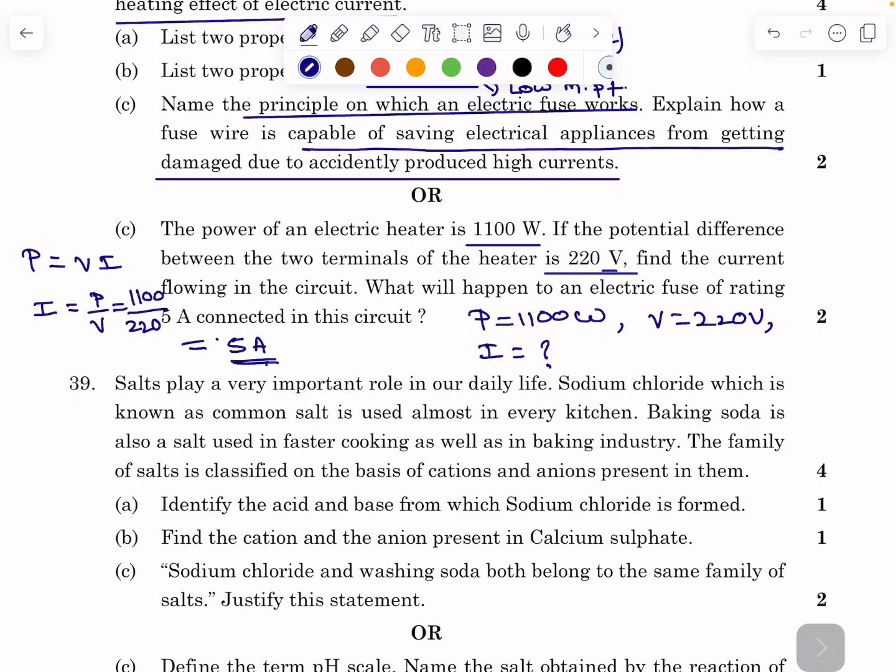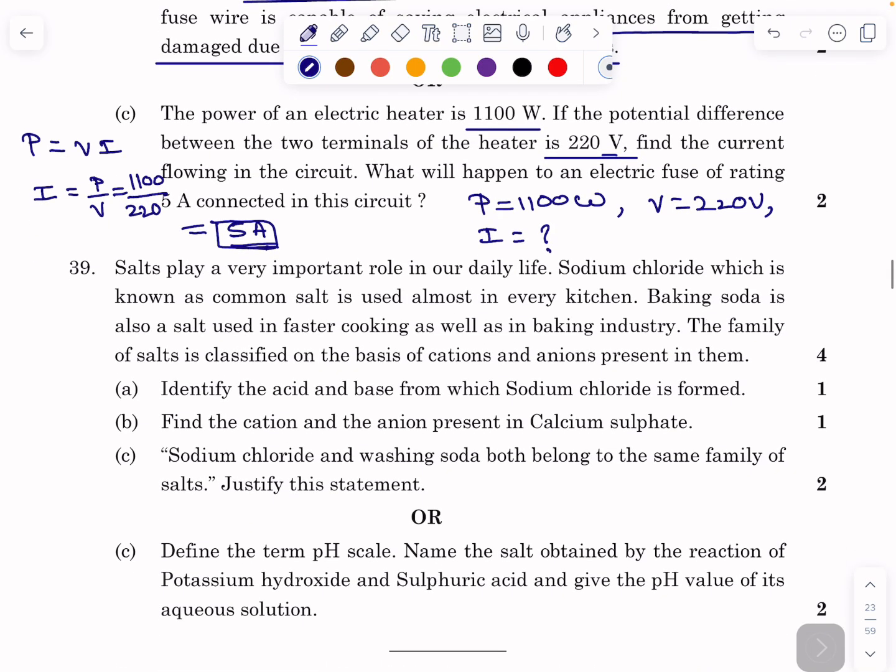So what will happen to the electric fuse of rating 5 ampere connected in this circuit? Its allowable current is 5 ampere, so nothing will happen to this electric fuse. No effect on the fuse of 5 ampere rating, as this is the allowable limit only. Okay, so next, question number 39.